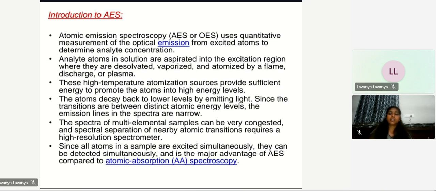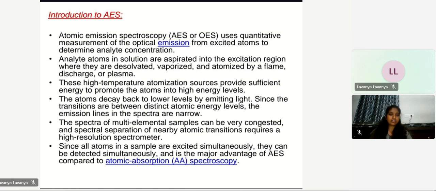levels. The emission lines in the spectra are narrow. So here the spectral lines transferred in the lens are narrow. The atoms decay to the lower level, emitting light. The spectra of multi-element samples can be very congested, and spectral separation of nearby atomic transitions requires a high resolution spectrometer.